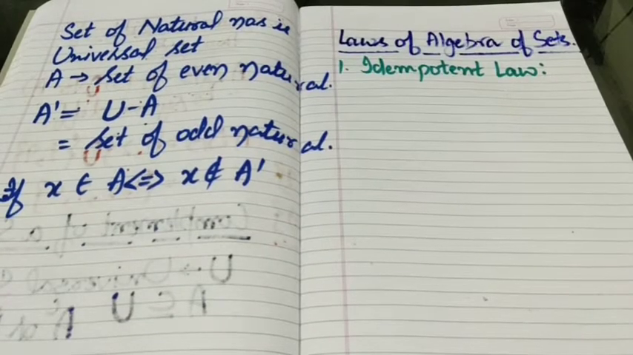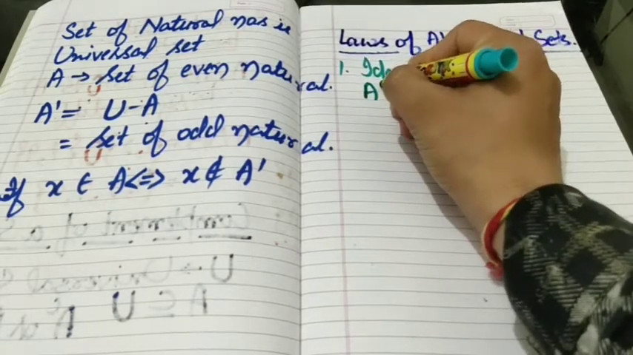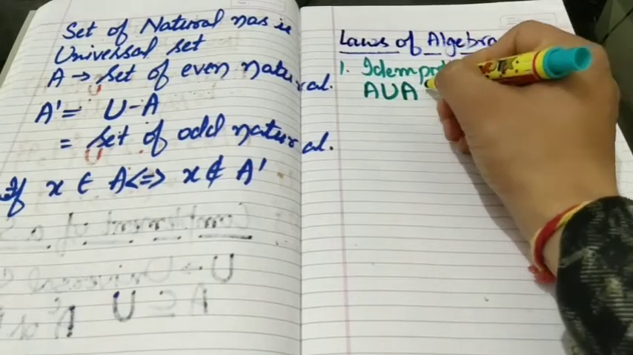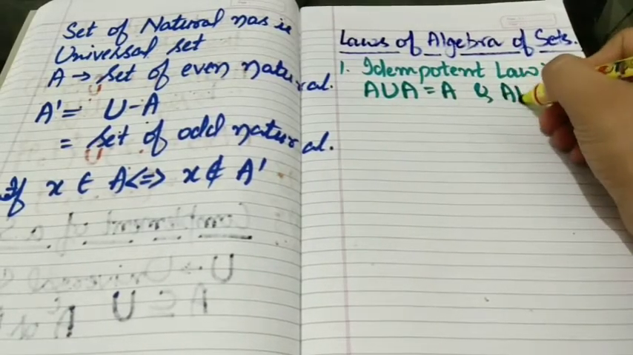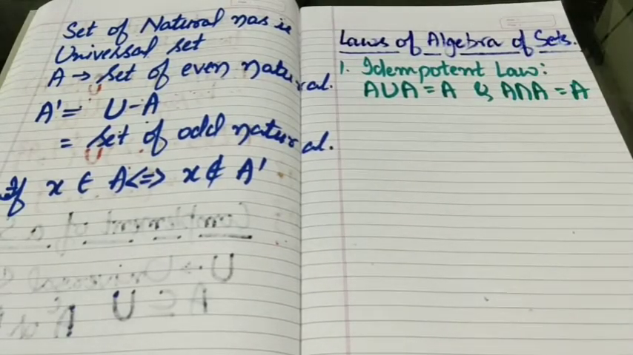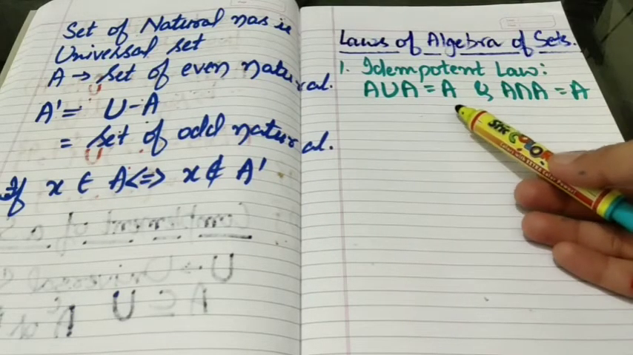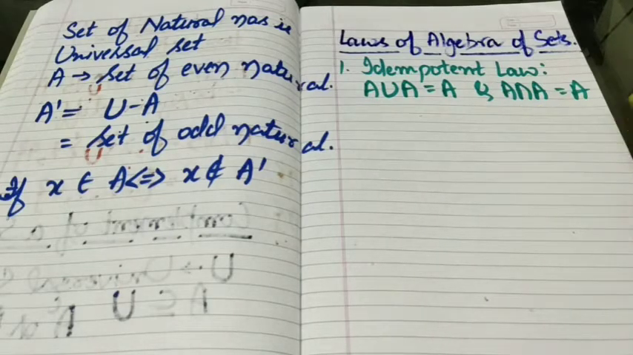And students, under laws of algebra of sets, the first law is idempotent law. According to idempotent law, if A is a set, then A union A is equals to A, and set A intersection A is also equals to set A. Means the union of set A with itself is equals to set A only. In the same way, the intersection of set A with itself is again set A. This is what we call idempotent law.